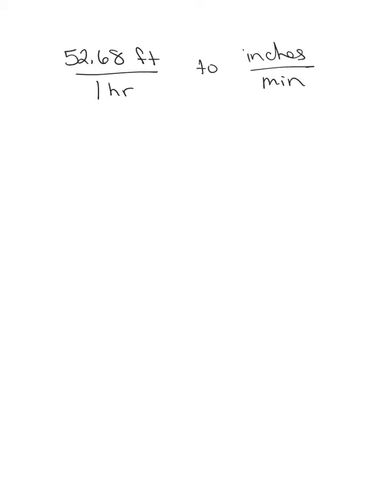Okay, we can do this for something like this. Let's use conversion factors to change 52.68 feet per hour to inches per minute. Okay, well, you're going to have to do this in a couple different steps, all right? We're going to have to convert feet per hour into inches per hour, and then we're going to have to convert inches per hour to inches per minute.